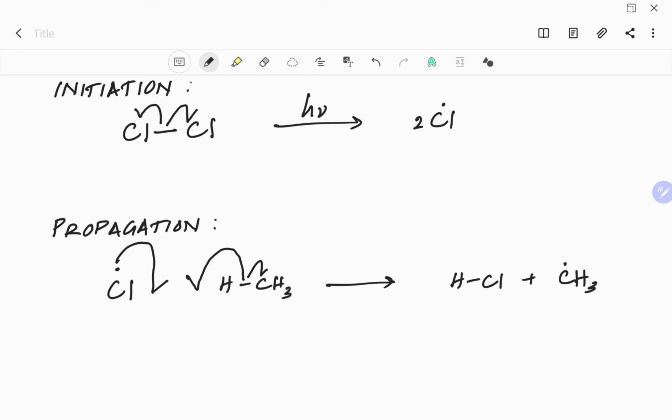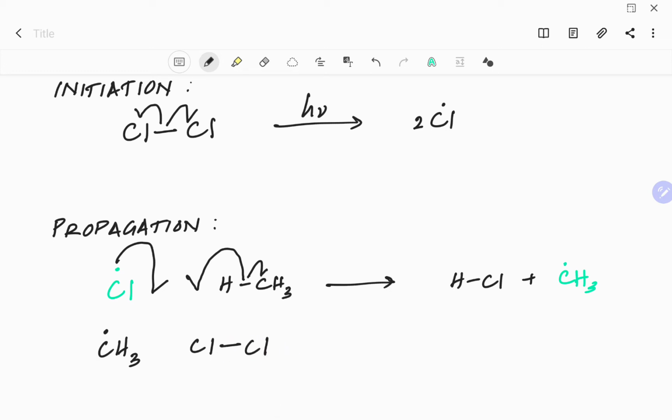So as you can see, you started with the chlorine radical and you ended up with the CH3 radical, methyl radical. You started with a radical, you ended up with a radical. So whenever you have radicals remaining in the medium, they can react again. So let's react our CH3 radical. It can react with many things, but let's react it with another chlorine molecule.